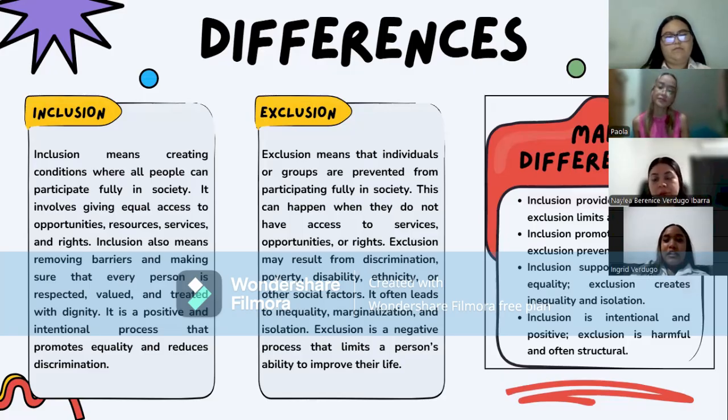Some key differences: inclusion provides equal access, exclusion limits access. Inclusion promotes participation and exclusion prevents participation. Inclusion supports dignity and equality. Exclusion creates inequality and isolation. And inclusion is intentional and positive. Exclusion is harmful and often structural.